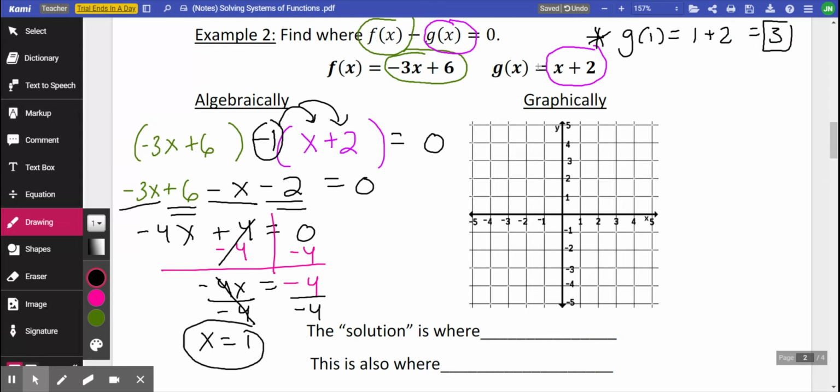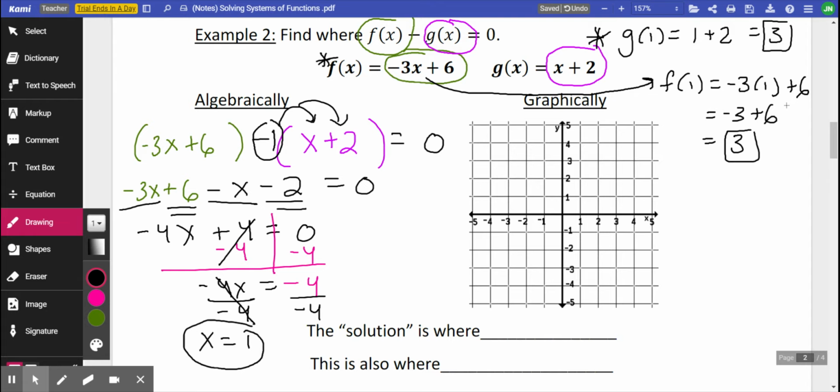If I want to plug it into the f function, same thing. I want to plug in 1 into the function f. So f of 1 will be negative 3 multiplied by 1 plus 6. That'll give me negative 3 plus 6, and then negative 3 plus 6 is just positive 3. So no matter what, I got the same answer for both f and for g. When I plug in 1, I get the answer to be 3. So what does that mean? That means that this equation, f of x minus g of x is equal to 0, is true at the point 1 comma 3.